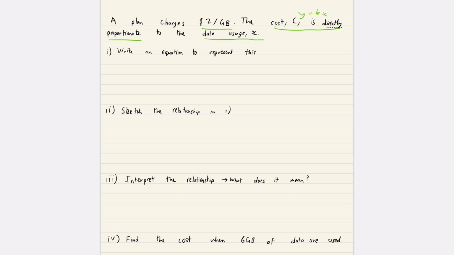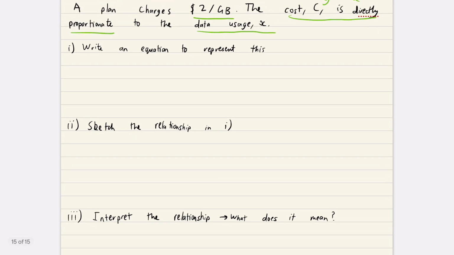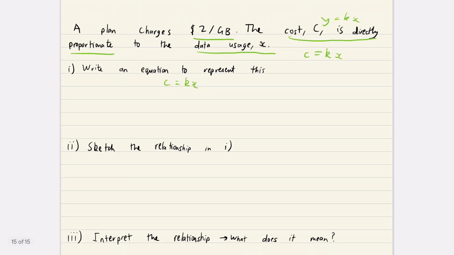So now instead of y and x, they're telling us to use c and x, but it really doesn't matter, it works the exact same. So our cost will be equal to k times the amount of data we use, x. So c equals kx, doesn't matter if we're using y's or c's. Okay, so now write an equation to represent this. So we know we've got C is equal to KX.